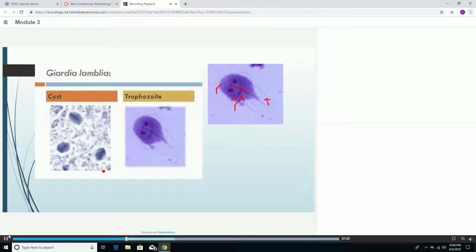Now the cyst stage, you could see here, it doesn't really have the flagella anymore, and oftentimes there's going to be up to 4 nuclei present in the cyst stage. Again, that's because it's going to be dividing into a new organism. But most of the time, no matter if it's a troph or a cyst, you could just look at Giardia and know it's Giardia because it looks pretty unique, I should say. So this is a Giardia lamblia troph and cyst stage.